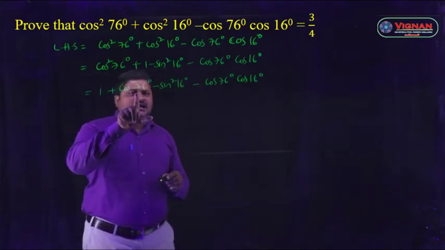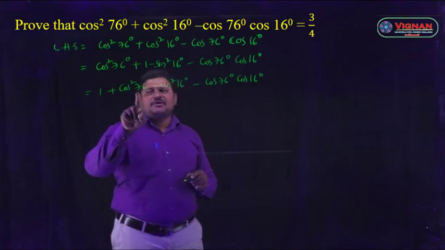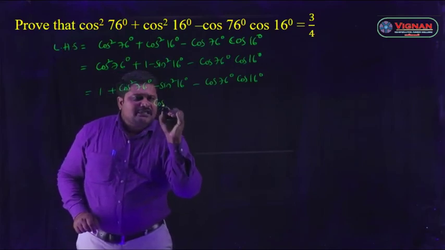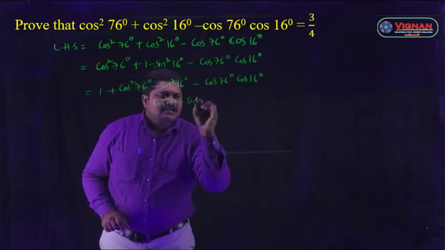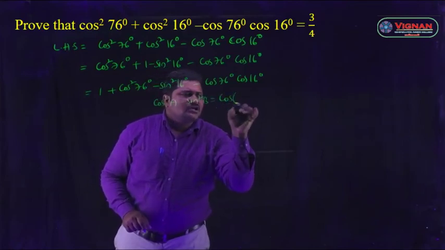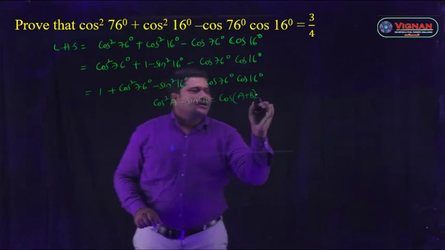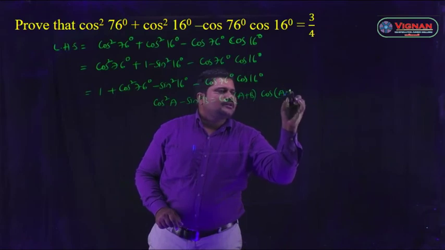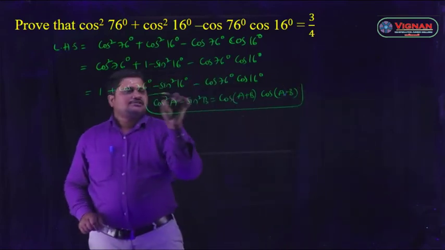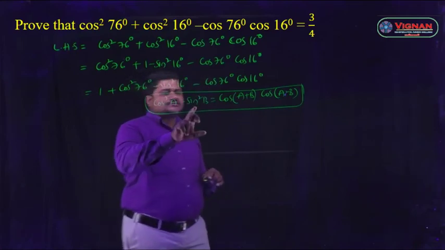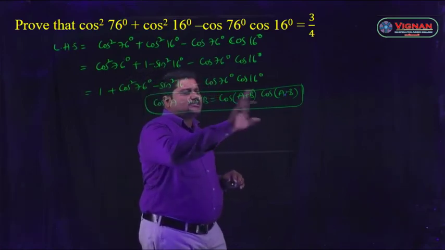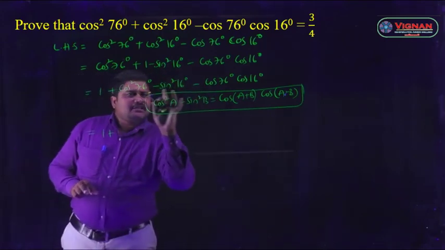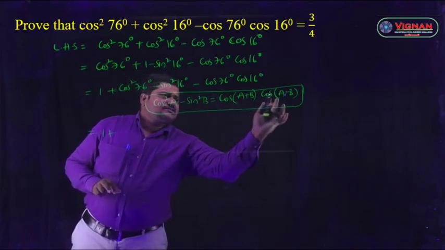This is in the form of cos square A minus sin square B. We know already cos square A minus sin square B is equal to cos of (A plus B) into cos of (A minus B). This is the important formula. Then the next step is 1 plus cos square A minus sin square B is equal to cos of (A plus B) into cos of (A minus B).